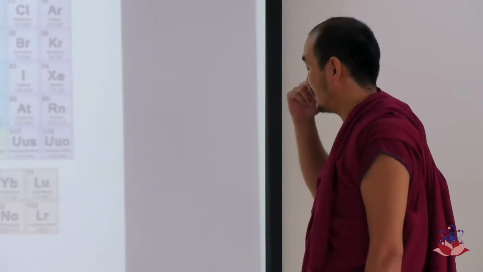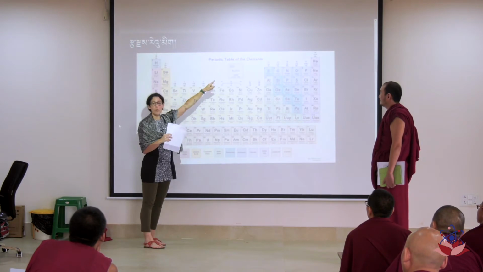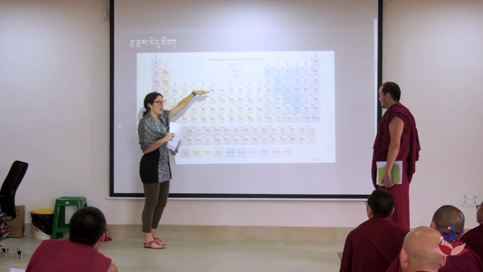So you may wonder, why do some rows have less elements than others?